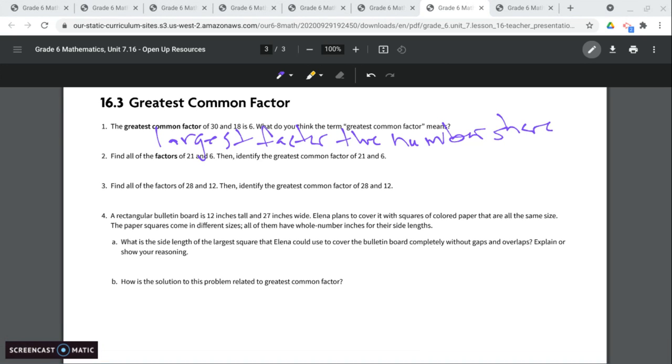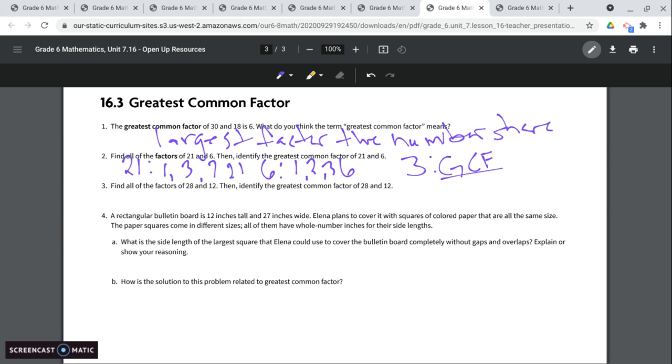So for the second one, find all the factors of 21 and 6, then identify the greatest common factor of 21 and 6. So 21, things that multiply to give us that. We have 1 and 21. We have 3 and 7. That's it. For 6, we have 1 and 6, and we have 2 and 3. So which factor do they have? So the greatest common factor of 21 and 6 is going to be 3. So our GCF is 3. GCF is your key word for this lesson.